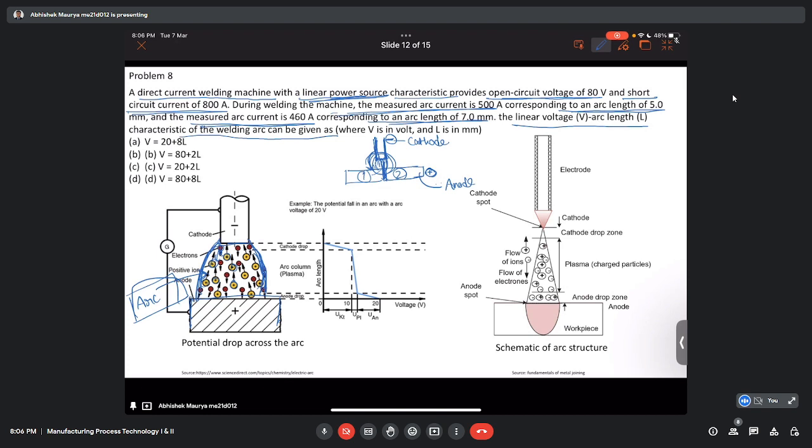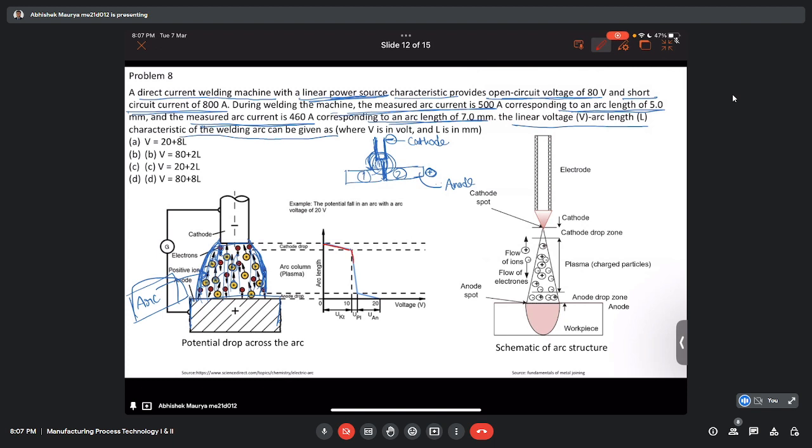And at the same time current keeps on flowing, in the form of plasma in this region. We know that when current moves from one location to another, there is a drop of potential based on the resistance to the movement of electrons. So this is the profile.